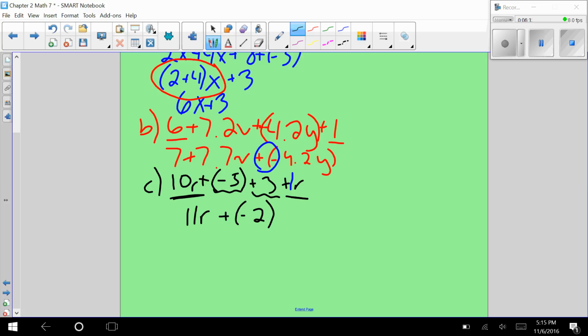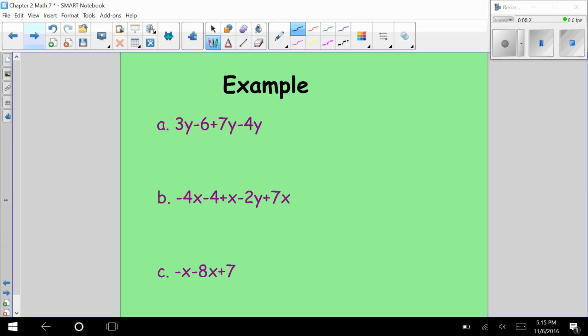So you can write this as 11r plus negative 2. I could also write it as 11r minus 2. That's okay too. And remember, we can switch the order, so negative 2 plus 11r also works. So try these three before checking your answer.